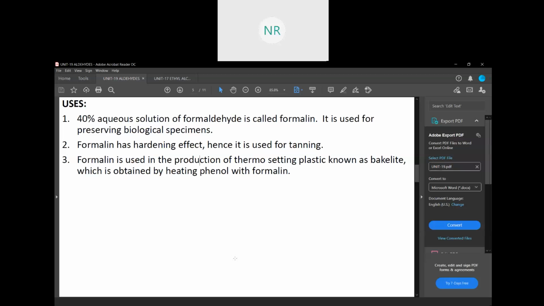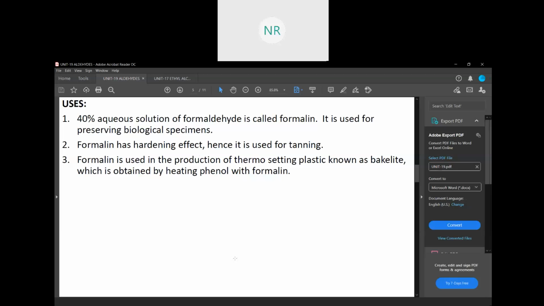So it is used for preserving biological specimens. Okay. In the biology lab, you see specimens preserved in a liquid, right? Those liquids are formalin, a 40% aqueous solution of formaldehyde. So formalin has a hardening effect. Hence it is used for tanning leathers. Tanning leathers means making the leather hard.